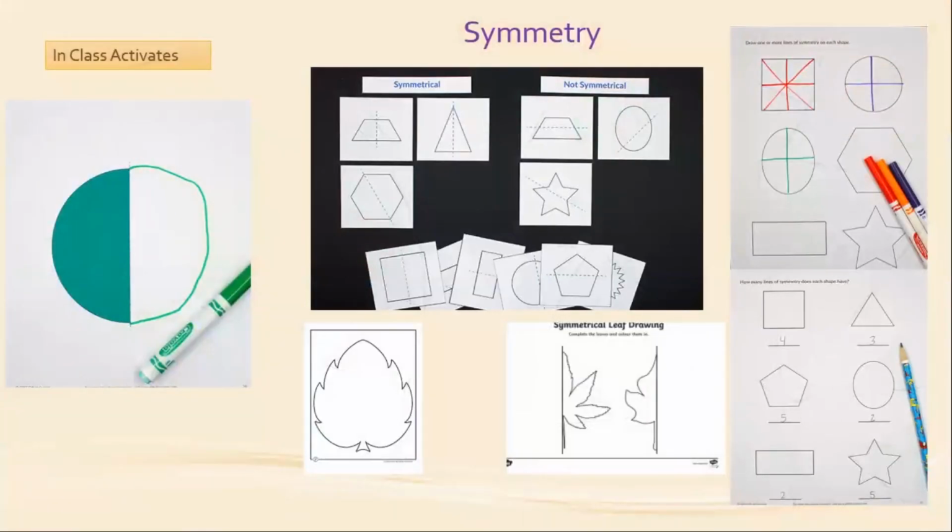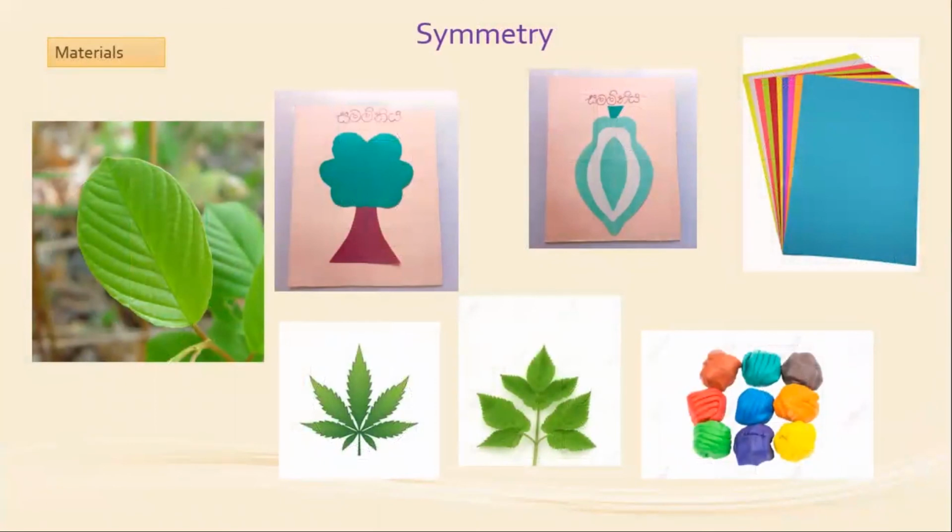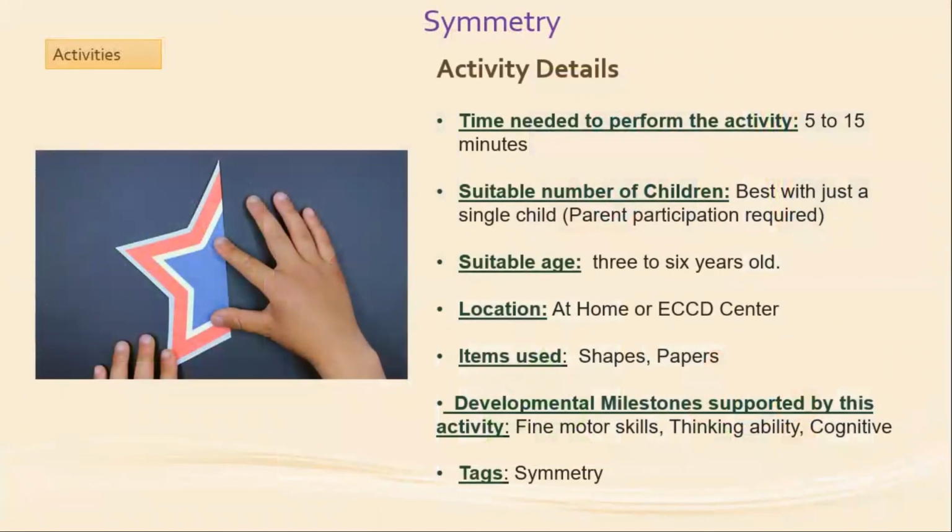These are my class activities. These are my materials for activities. First we're doing symmetry with paper shapes. I'm giving some shapes such as circle, square, and rectangle and ask them how to fold them. How can we make a symmetric line by folding these shapes?